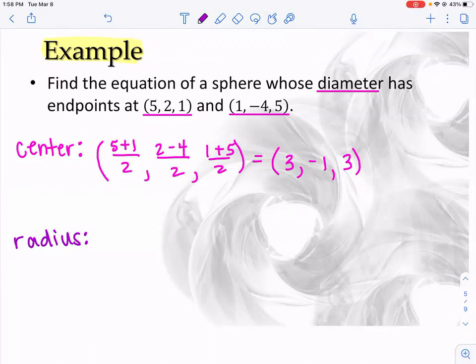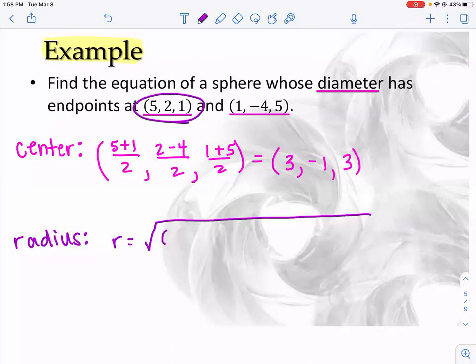Okay. So our radius is going to be the square root. Which point would you like to use? This one sounds good. I like the one with all positives. Okay, so we have 5 minus 3, the quantity squared, 2 minus -1, the quantity squared, and 1 minus 3, the quantity squared.